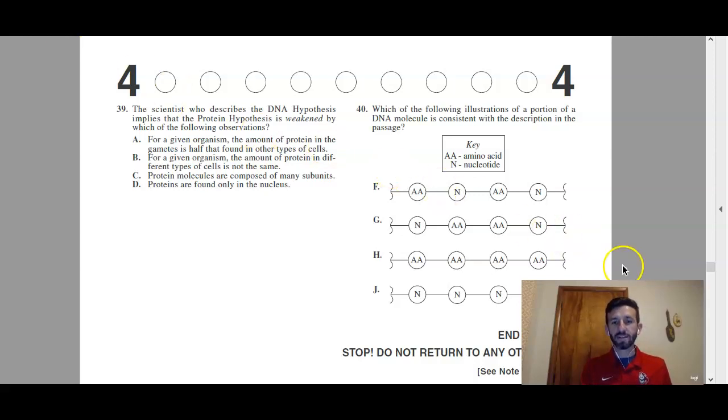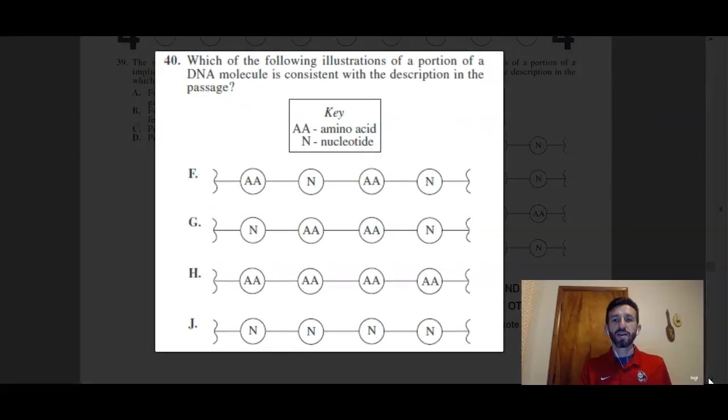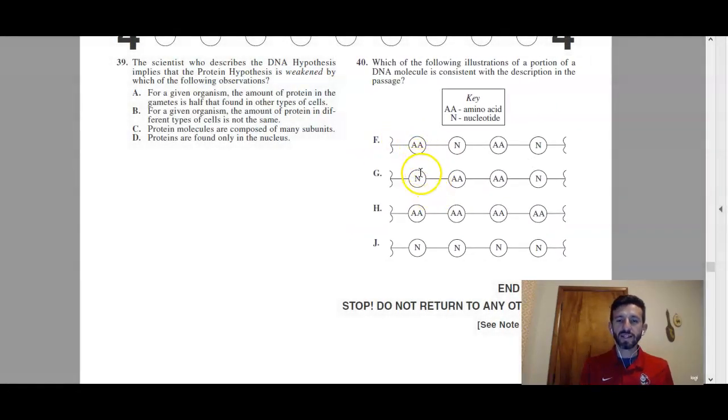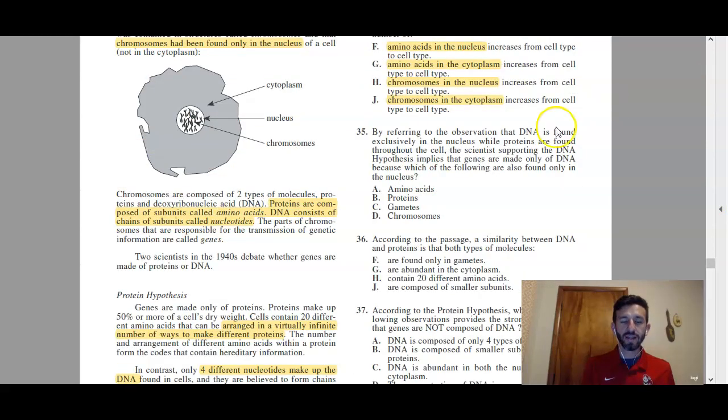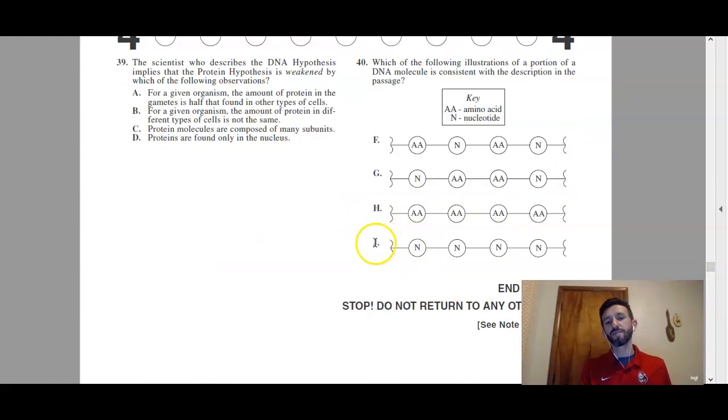And then the last question, question 40. Which of the following illustrations of a portion of DNA molecule is consistent with the description in the passage? So we have some here with a mixture of amino acids and nucleotides. We have one with just amino acids and one with just nucleotides. Okay, so we are looking for DNA molecules. They are made of what? And again, over here it says DNA consists of chains of subunits called nucleotides. So if we go back down there, the only possible answer is J.